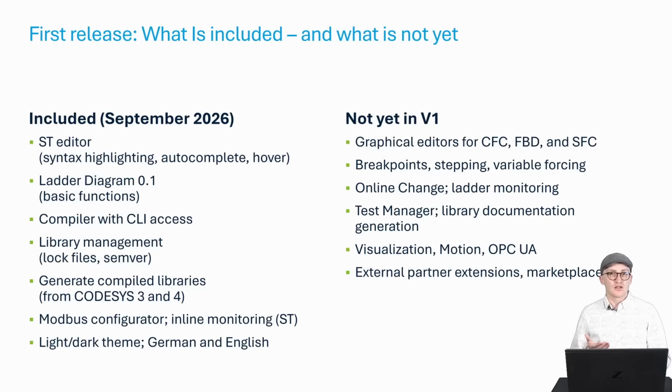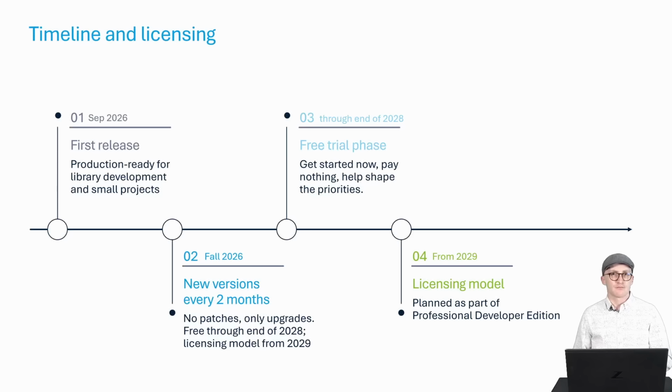Now let me address timing and cost. Let me give you clear answers on timing and cost. The first release ships in September 2026. I want to emphasize this is not a beta or a technology preview. It is a production-ready release for library development and CI/CD workflows and basic application development. Starting in fall 2026, new versions will follow approximately every 2 months. As I mentioned earlier, there are no separate patches. Each new version includes both fixes and new features.